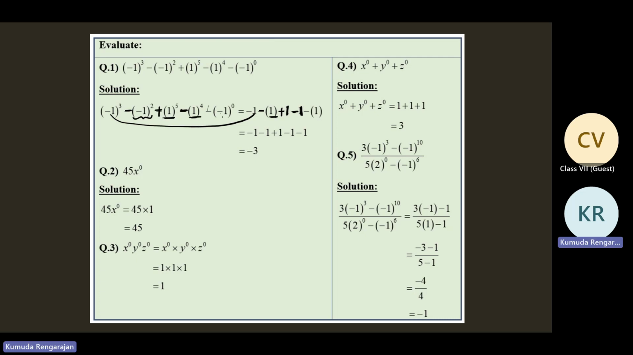Don't make that mistake. Whenever there is a power, you should simplify the power first. So put this minus sign as it is. And anything to the power 0 is 1. Now after that, open the brackets. Open the brackets, and then -1 is -2, -3, -4. -4 and +1 is -3.